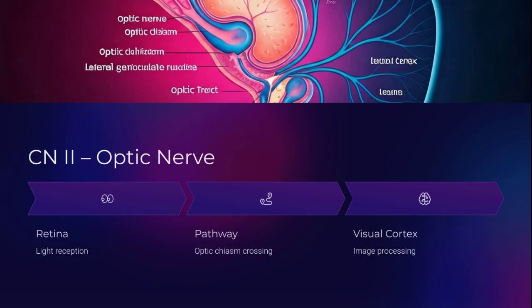Visual processing begins in the retina, crosses at the optic chiasm, and lands at the visual cortex. Any lesion, and you'll be mapping out field defects like a neurologist. Time to master hemianopia patterns.